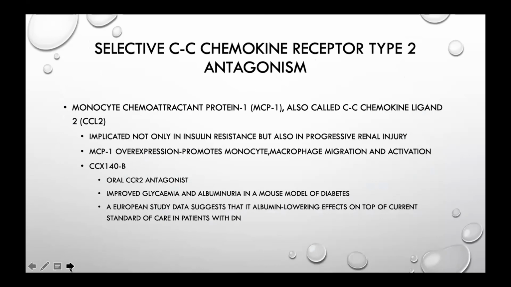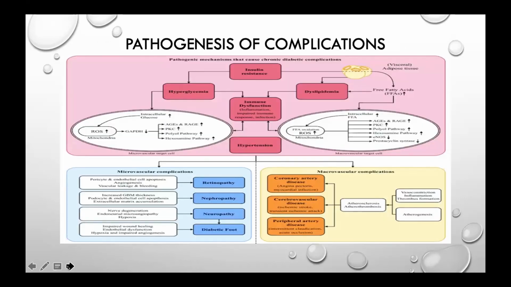Some new drugs that are coming and are in trials are selective CC chemokine receptor type 2 antagonists. This receptor is implicated not only in insulin resistance, so it would be beneficial in patients with obesity, pre-diabetes, and diabetes, but also in progressive renal injury. Overexpression promotes monocyte macrophage activation and migration. An oral CCR2 antagonist improves glycemia and albuminuria in a mouse model, and European data has suggested that it can reduce albuminuria on top of the current standard of care in patients with diabetic nephropathy.